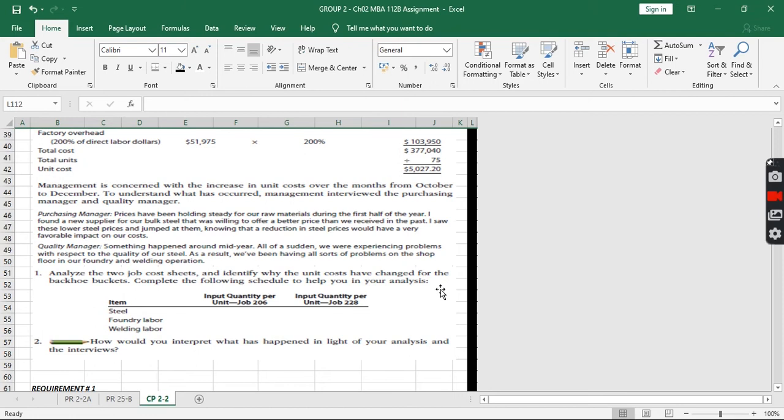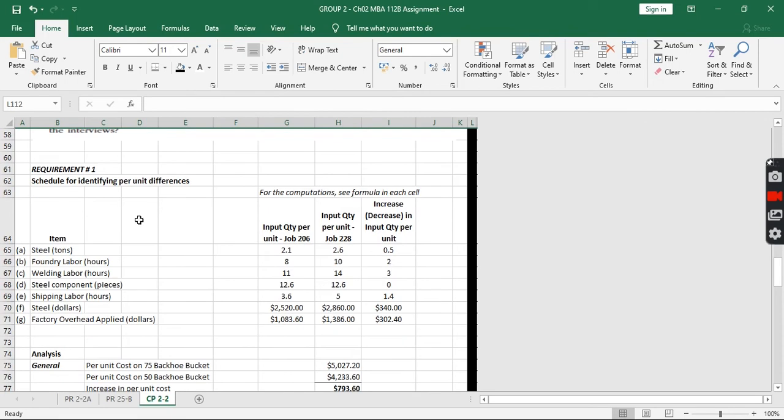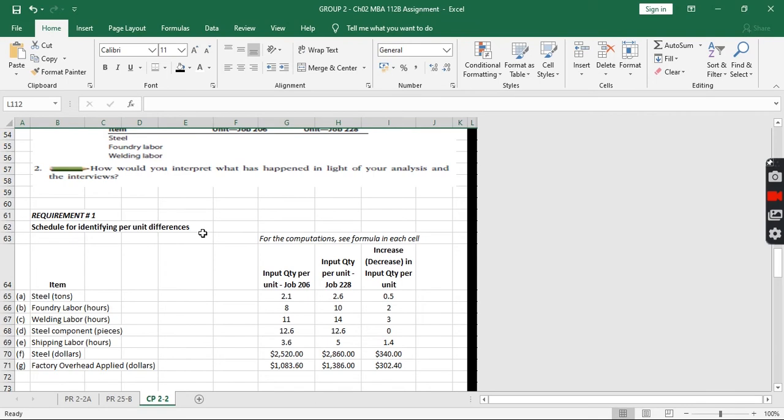To confirm our theory, let's complete this table and identify the factors which cause the increase in the unit cost. Now, we have provided this table here to identify the unit differences for steel, for foundry labor, for welding, for the steel components, shipping labor, and factory overhead applied. So, in order to really identify the individual factors, we decided to add more items on our table.